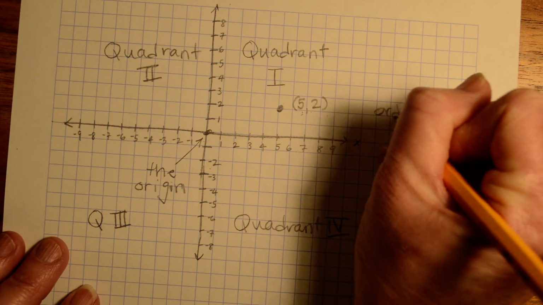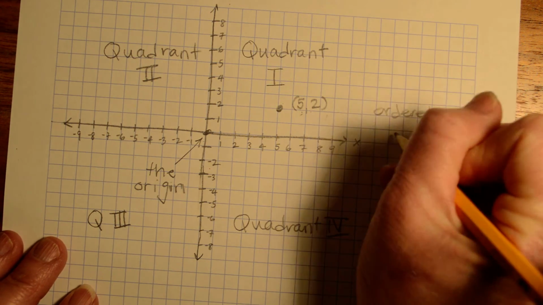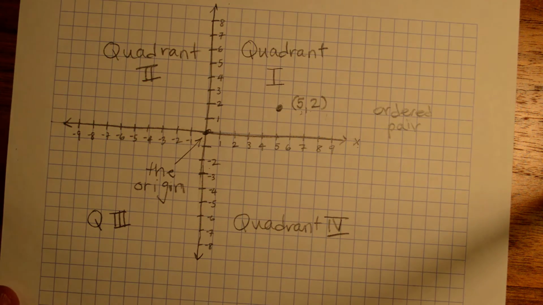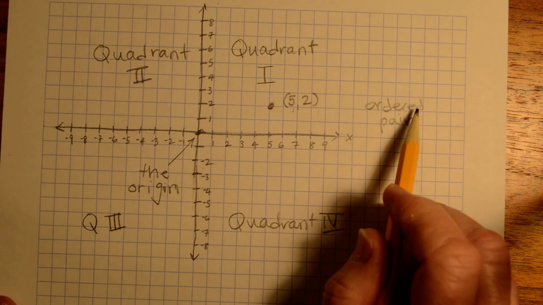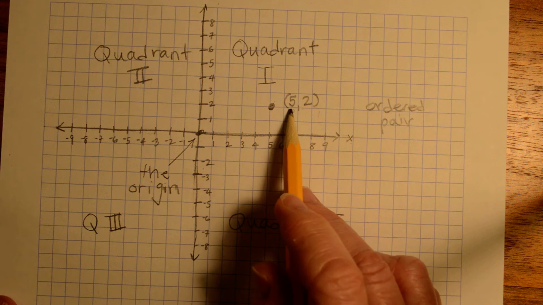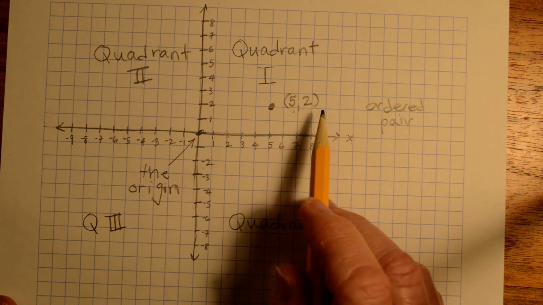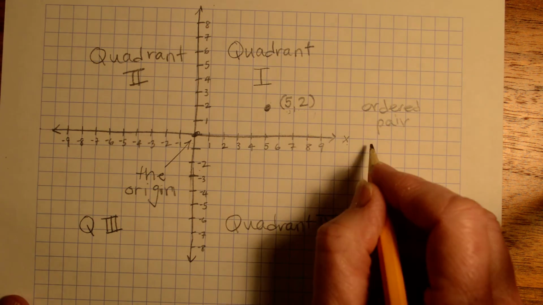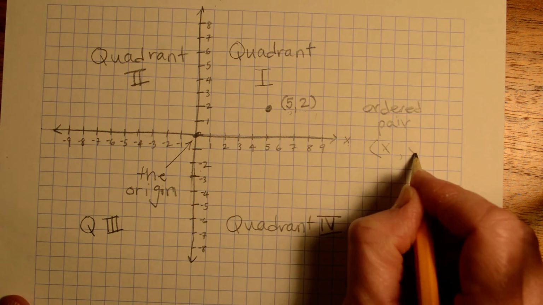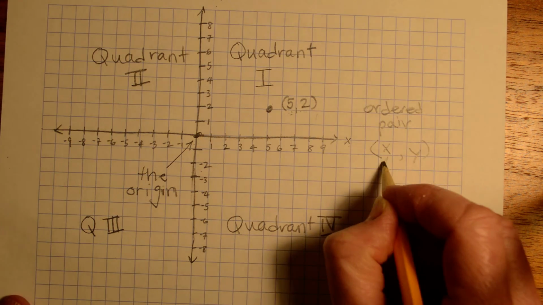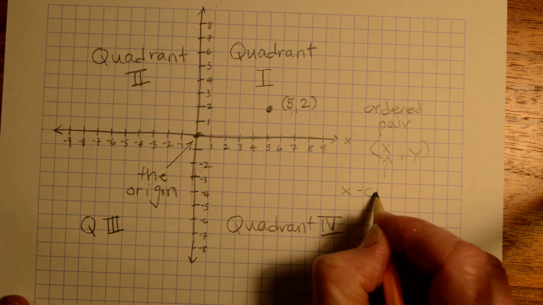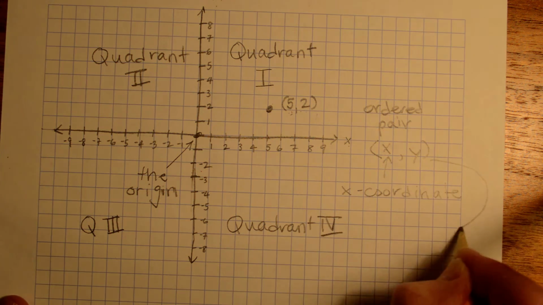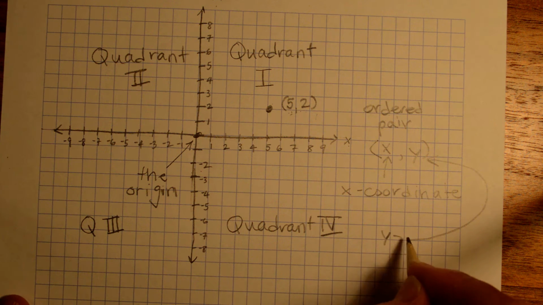Let me write that down for you. Okay, hopefully you understand the word pair. It means that there are 2 things there that they're giving us. And then the ordered means that the order is significant, that 5 coming first and that 2 coming second is different from if we reverse them and 2, 5. Because again, this first number in the ordered pair is the x value, and the second is the y value. That first number is called the x coordinate, and the second one right here is called the y coordinate.